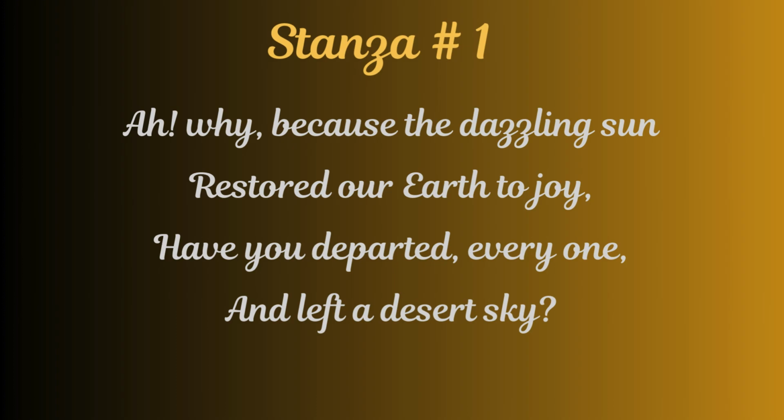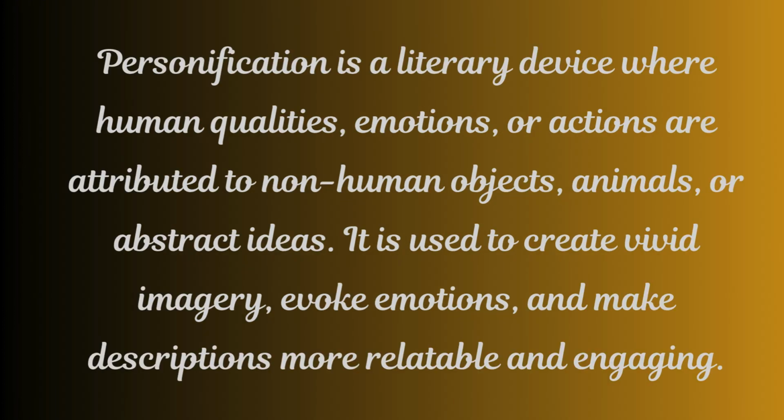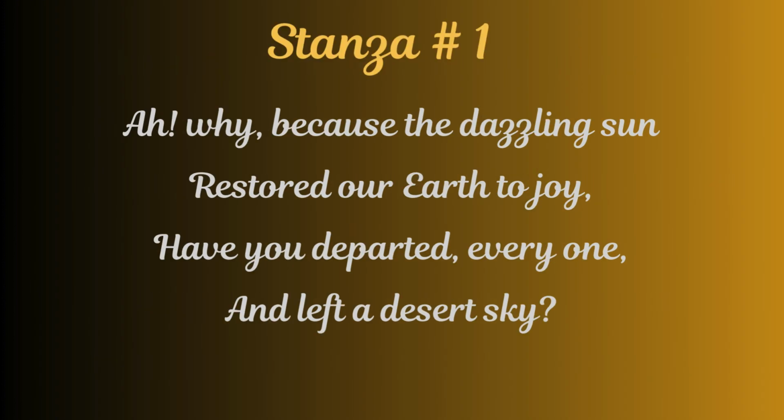Now this word departed is an example of personification. Personification is a literary device where human qualities, emotions, or actions are attributed to non-human objects, animals, or abstract ideas. So here he's saying that the stars departed. He's giving a human attribute of departing to stars. That's an example of personification. And he's mourning, and he is using this word that the sky is deserted, the sky is empty now. We can see the connection of the poet with the stars, and he's asking this question in the last line.